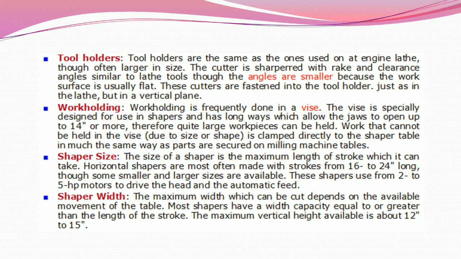Shaper width. The maximum width which can be cut depends on the available movement of the table. Most shapers have a width capacity equal to or greater than the length of the stroke. The maximum vertical height available is about 12 inches to 15 inches.